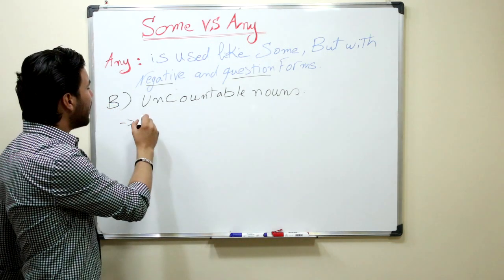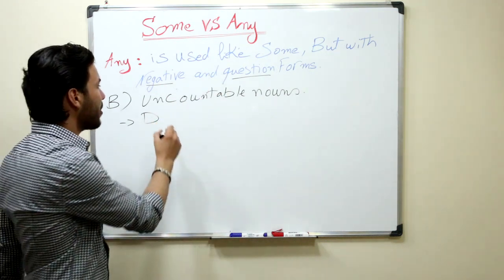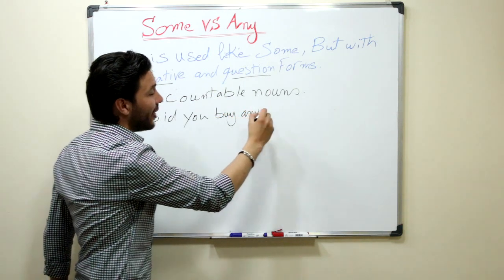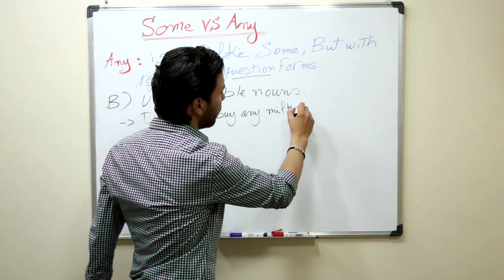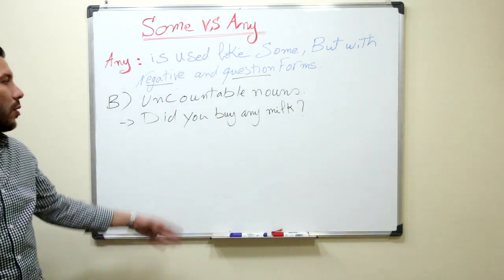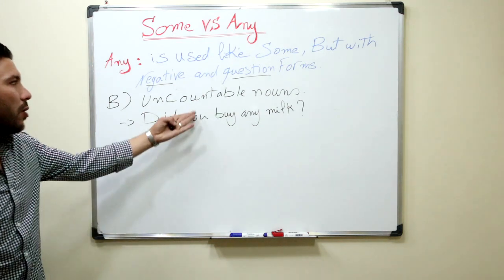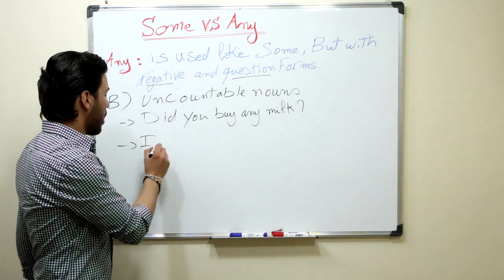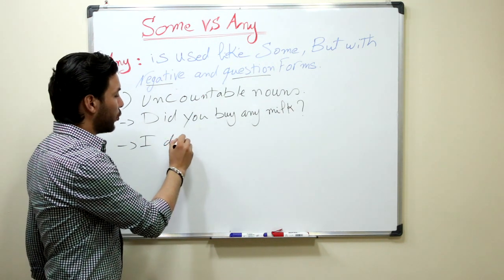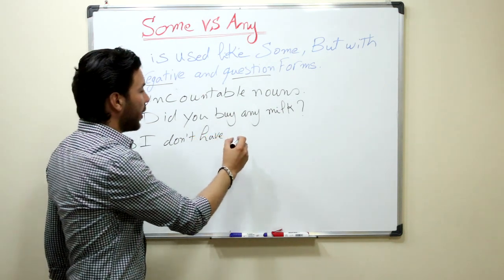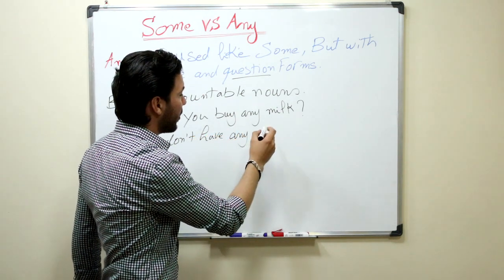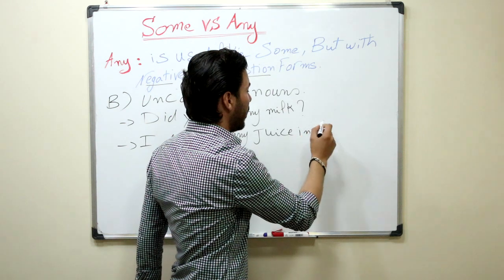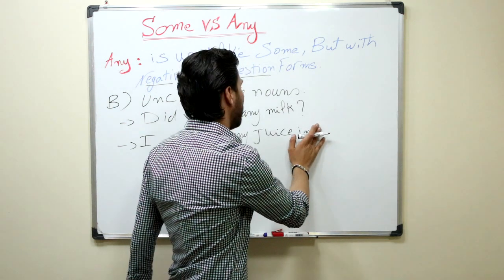For example, here, say with question form, let's start. Did you buy any milk? With negative, say, I don't have any, for example, any juice. I don't have any juice.